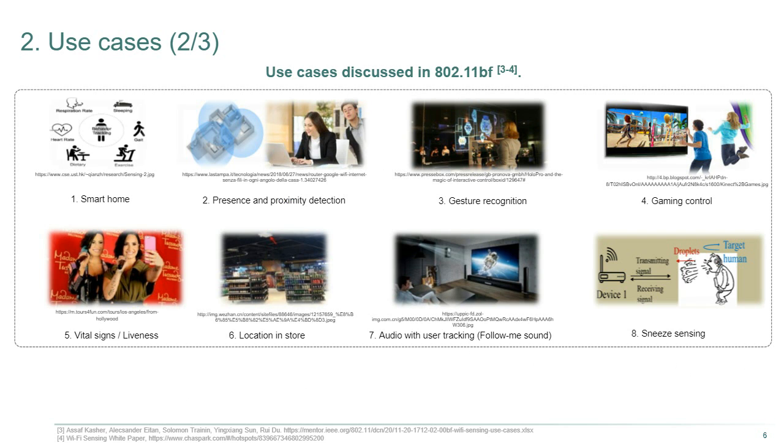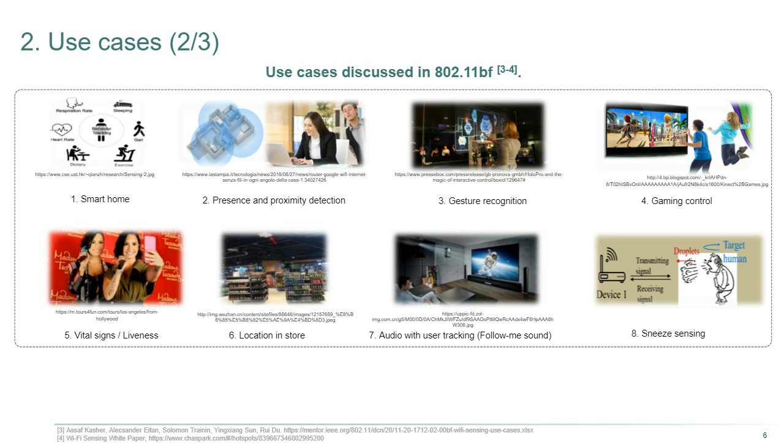This slide shows the use cases which have already been discussed in our standard. These use cases have also been put together into the official use case document for our standard. You can refer to the links below to see more details. They include, for example, smart home, presence and proximity detection, gesture recognition, gaming control, vital signs such as breath and heartbeat, location tracking, and also sneeze sensing.